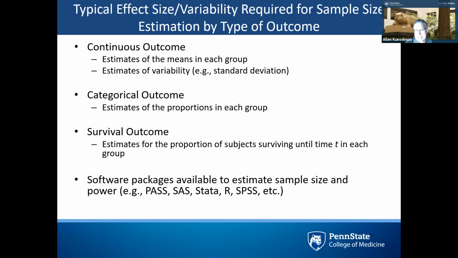And as I mentioned, there are a lot of software packages that will do sample size estimation: PASS, which stands for Power and Sample Size, SAS, Stata, R, SPSS. And for very simple ones like the t-test and chi-square test, there are online calculators that will do that as well.